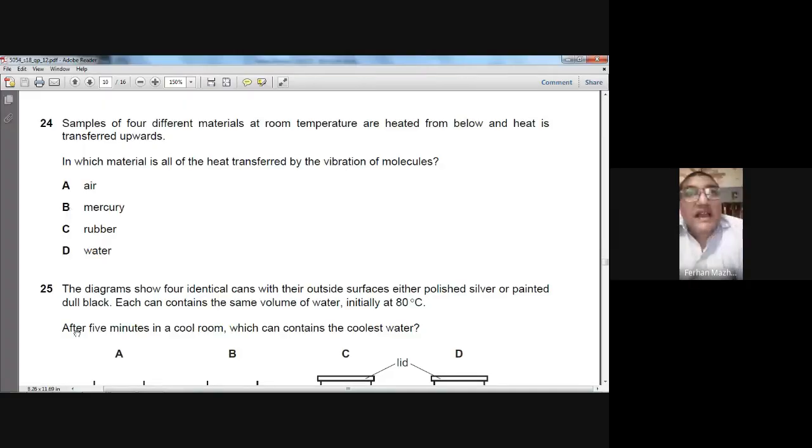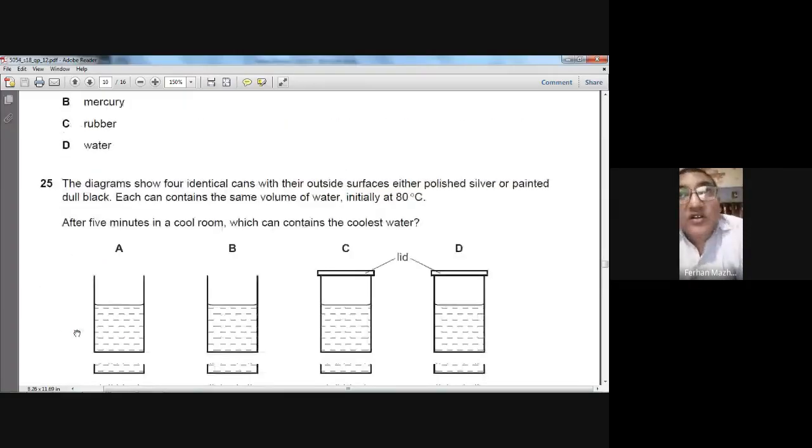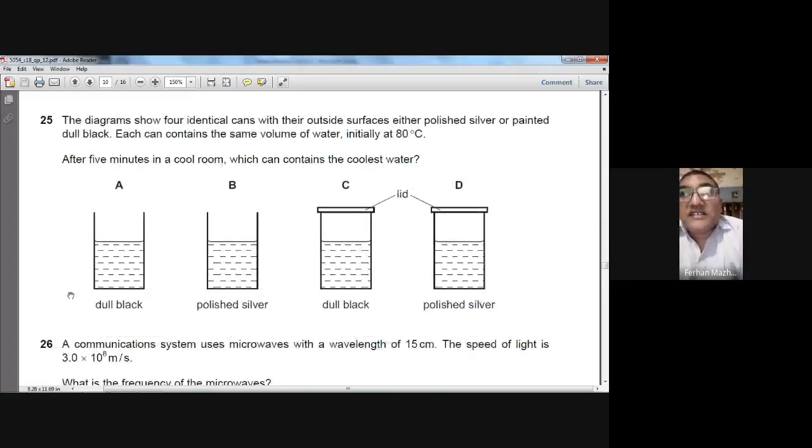Question number 23. The diagram shows 4 identical cans with different outside surface, either polished silver or painted dull black. Each can contains the same volume of water initially at 80 degrees centigrade. After 5 minutes in a cool room, which can contains the coolest water? The one which is without lid and whose outer surface is dull and black. So A is the choice, because dull black and open lid are the recipes for the fastest heat loss. A is the choice, 25.